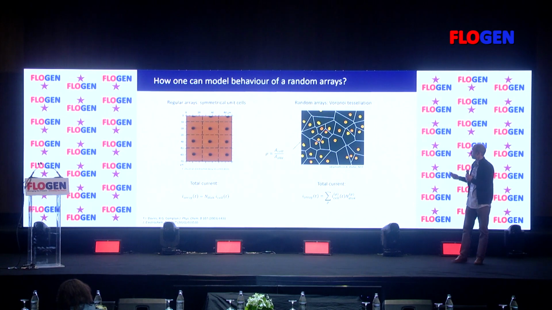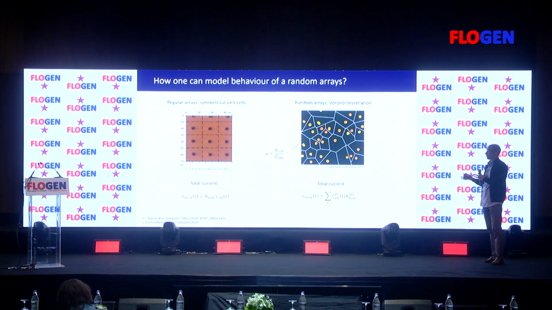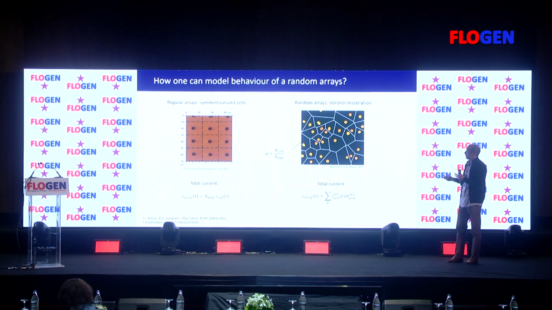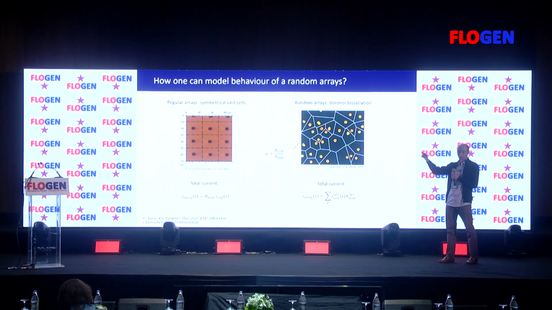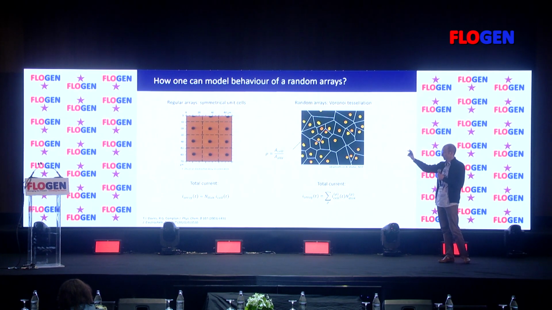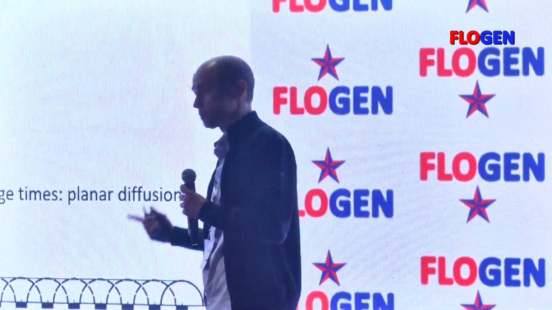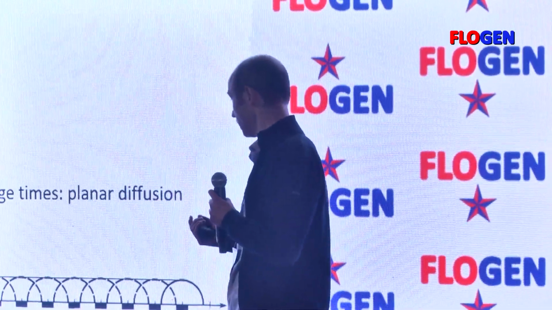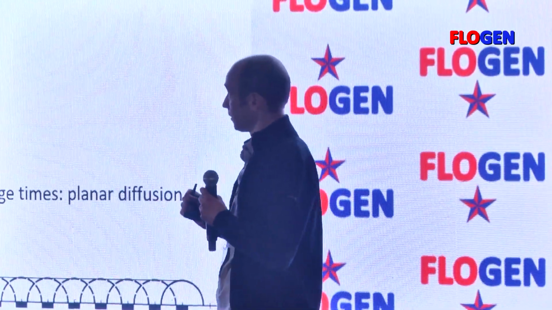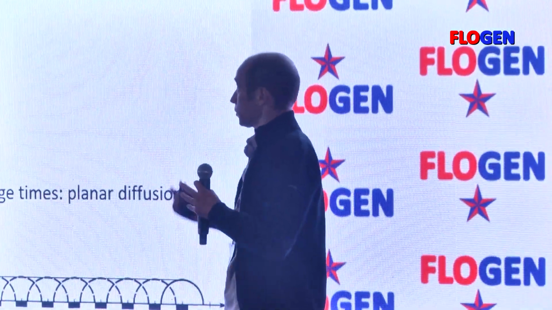And just to show you the approach, how we can address this kind of system, we use basically the feature which is used also for the regular arrays, where because of the symmetry, one can identify a single unit cell and basically model all the processes in this single unit cell. And just by multiplication by the number of unit cells, one obtains the total response of the system.